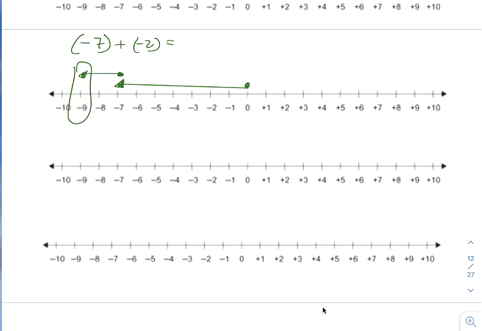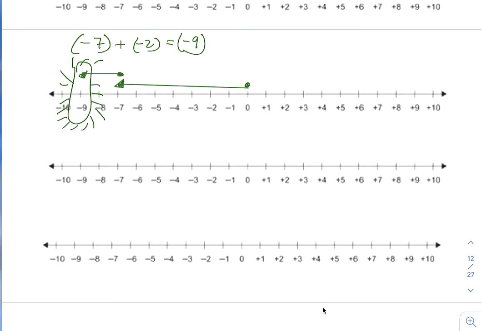My answer is -9. Now I like to circle it to remind myself, yes, I'm at the end of the arrows, that's my answer. Again, not a requirement, but nothing wrong with a little visual to help yourself so you don't make a mistake.